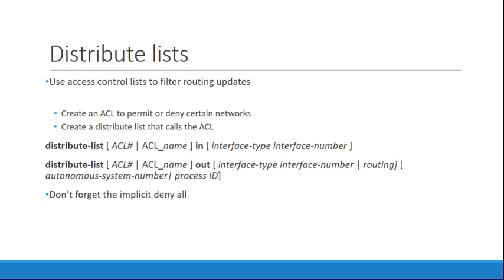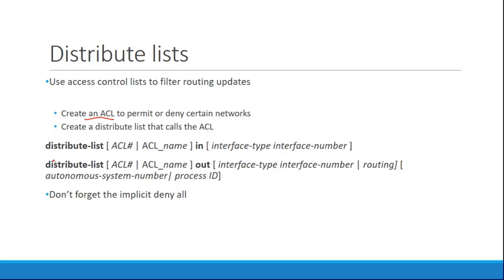In order to configure a distribute list, we have to create an ACL to permit or deny certain networks. Then we'll create a distribute list that calls that ACL. It links that ACL, or calls it out and uses it. Now our distribute list command will be different if we want to filter routes coming in or routes going out.